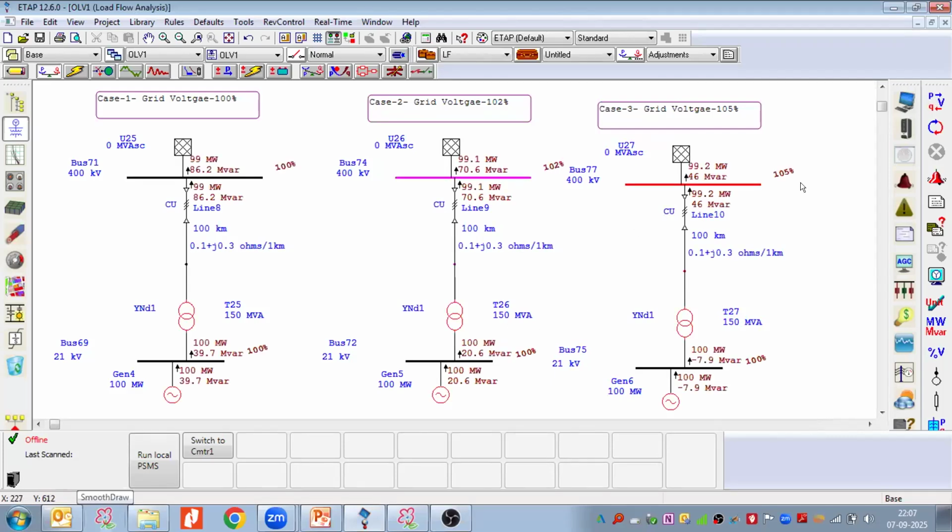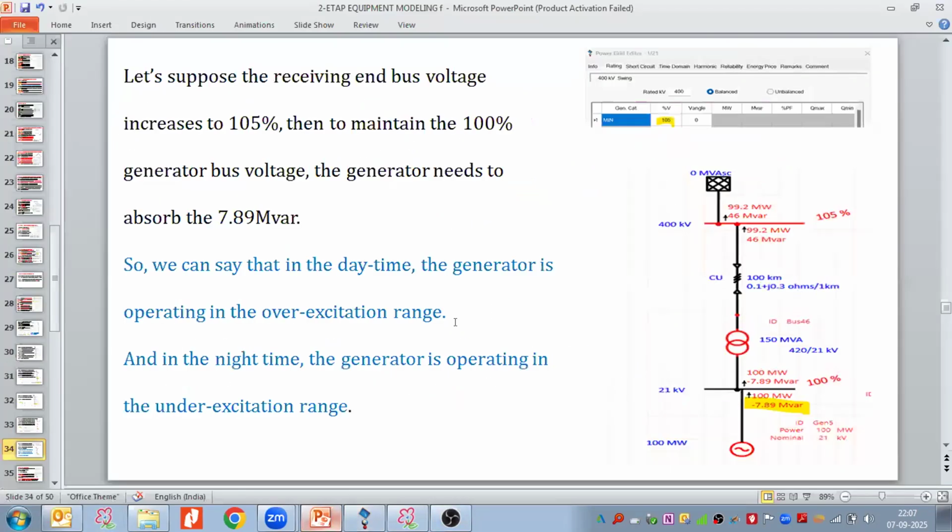So now, when it is changed from 102 to 105%, you see, in order to maintain the terminal output voltage at 100%, the reactive power operation has changed. The generator performance is changed. Now the generator has to absorb 7.9 MVAR from the grid in order to maintain the output voltage at 100%. It is 7.89 MVAR, as you can see over here. Same thing we have mentioned here.